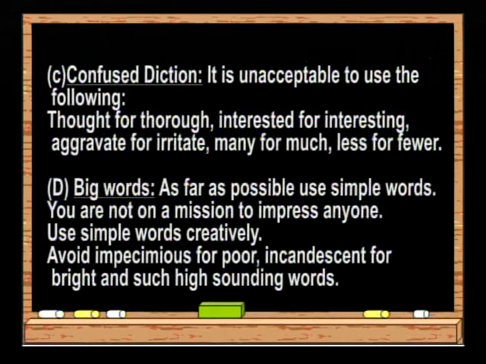It is unacceptable to use the following: thought for thorough, interested for interesting, aggravate for irritate, many for much, less for fewer. Big words. As far as possible, use simple words. You are not on a mission to impress anyone. Use simple words creatively.